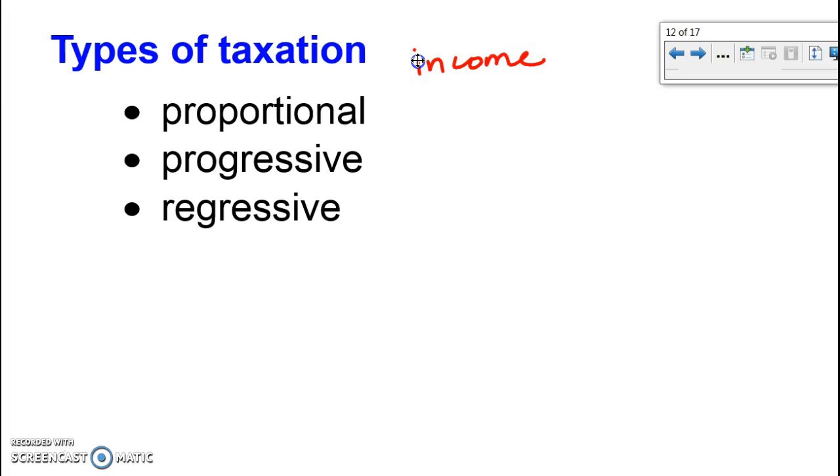Our federal income tax is the best example of a progressive tax, and you'll see the tax brackets in a minute. As your income goes up, you pay a higher percentage. And then a regressive tax: the sales tax is regressive because people with higher incomes tend to save more. They don't spend every dollar on consumption, and therefore they end up spending a lower percentage of their income on the sales tax.